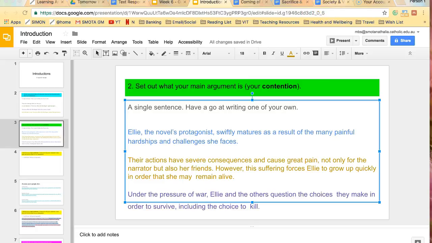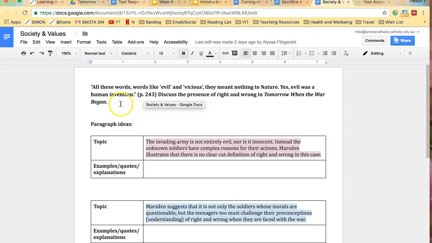The third one, if you're doing society and values, you're looking at this question here and you're saying, discuss the presence of right and wrong.